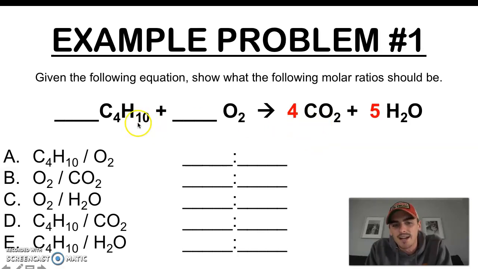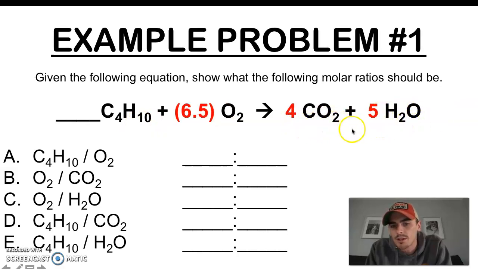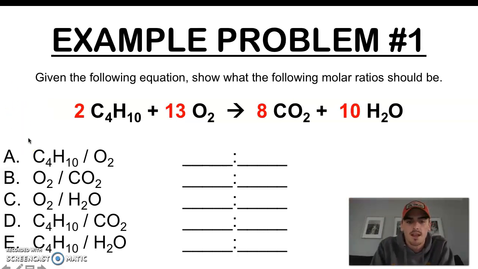I have 10 hydrogens on the left, so I have to have 5 waters on the right. Now if I go through and look here, that gives me 13 oxygens over here, which would make this 6.5. We know we aren't allowed to have 6.5 oxygens, so what we have to do then is double that whole reaction, and what those coefficients then become are 2, 13, 8, and 10, and now it's completely balanced.